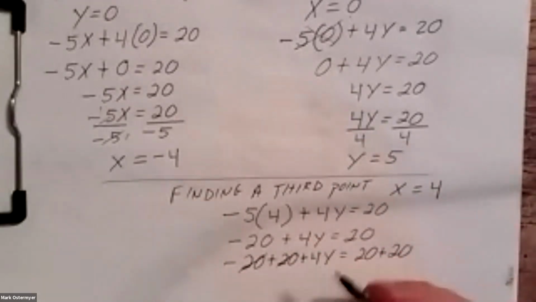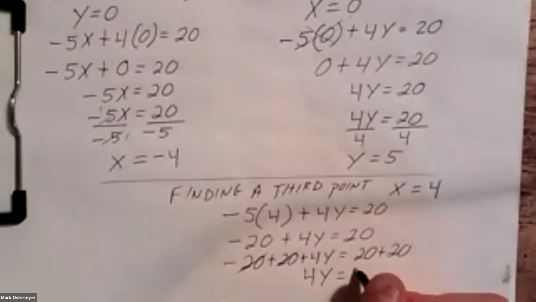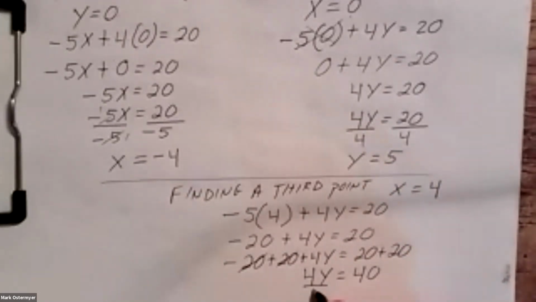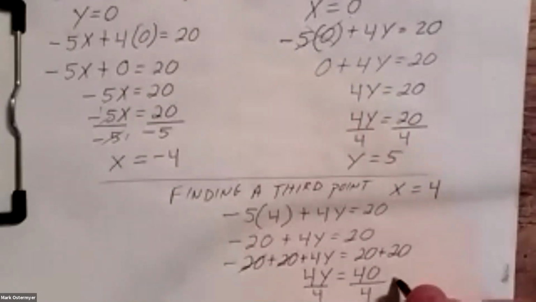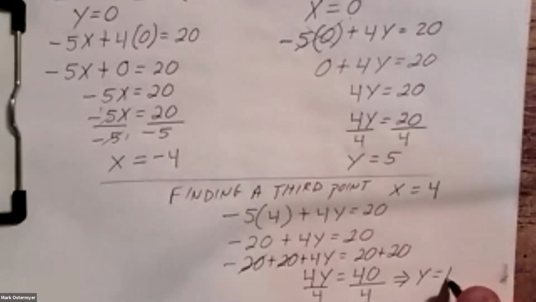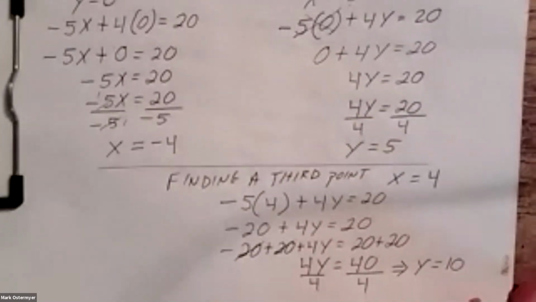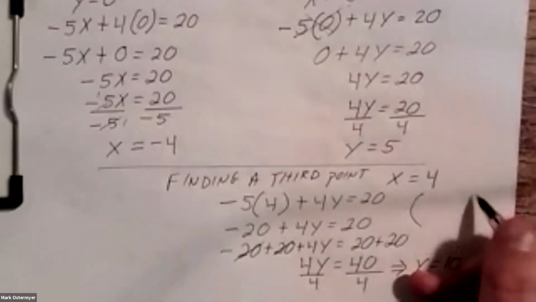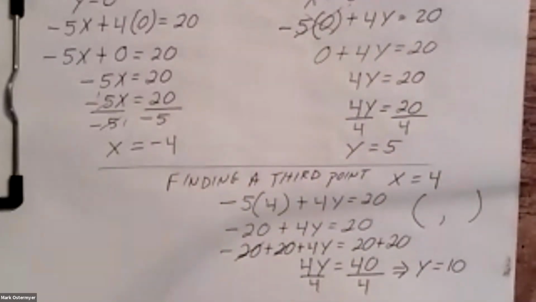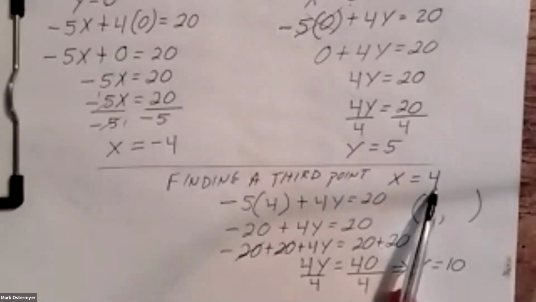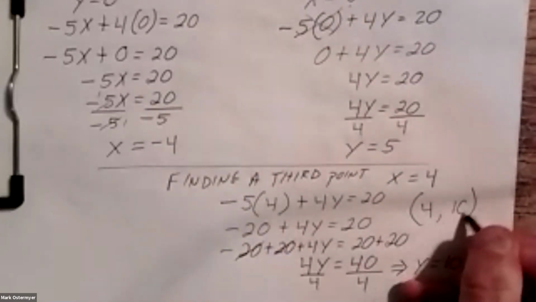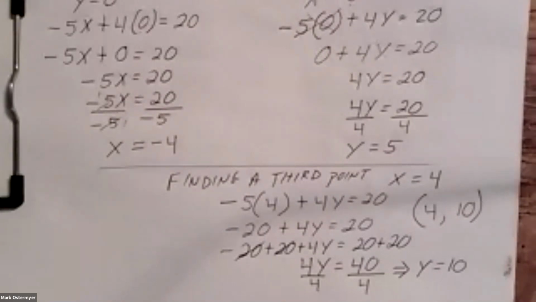These 20s cancel out on the left side, leaving us 4y. And we have 40 on the right. Divide both sides now by 4. And this implies then that y is equal to what, 10? So what would be a third point that I found here? What's a third solution to this equation that I found? 4, 10. Well, wait a minute, how did I get this 10? I put 4 on the right? 4, 10. Oh, sorry, I didn't see that. 4, 10, yeah.